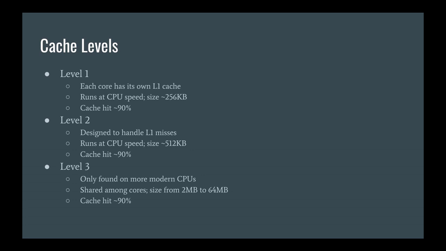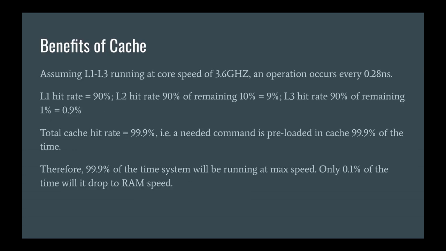Level 3 is found on more modern CPUs, say within the last 10 years or so. Level 3 cache is shared among all of the cores in a multi-core processor, and that's much larger than level 1 and level 2. So we have all the way up to 64 megabytes of shared cache, depending on the processor that you have. It also has a hit rate of 90%. So between all 3 caches, you have a 99.9% chance of finding your next command before you end up having to go to regular memory.